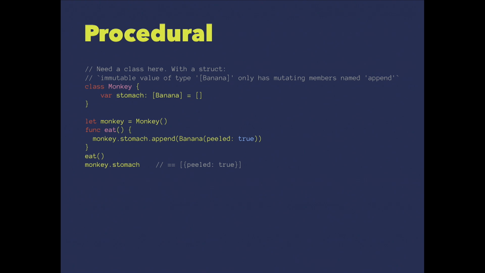But this has some inherent problems to it. The monkey's stomach is shown to us, so you shouldn't be able to see into a monkey's stomach. And there's knowledge of the deep structure of what a monkey is and how it eats. Also, when we call this eat method here, we lose the values of the monkey stomach before and thus mutate the monkey in place itself, losing our benefit of value types.